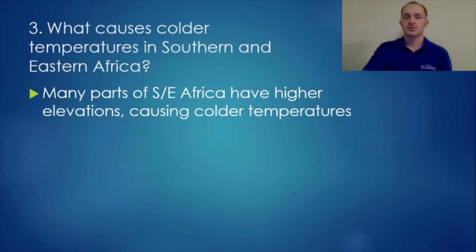Number three, what causes colder temperatures in southern and eastern Africa? So many parts of southern and eastern Africa have higher elevations, causing colder temperatures. So in comparison to west and central Africa, we have much cooler temperatures because of the ridges and the valley that we have in the area.